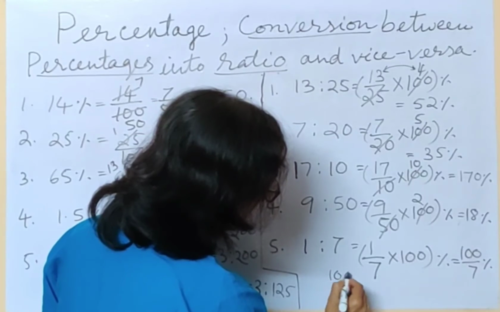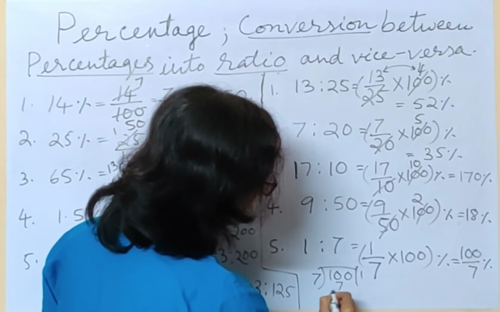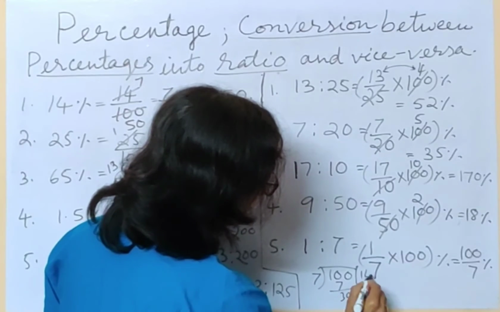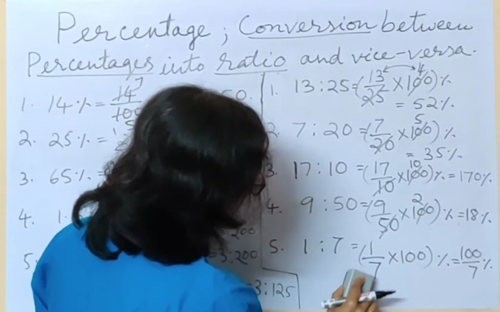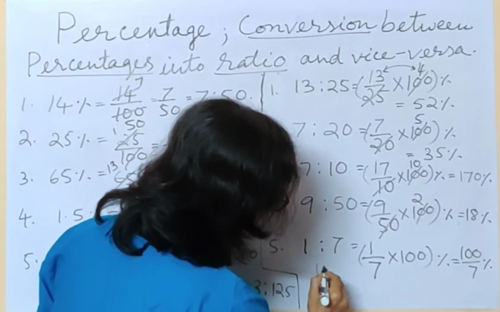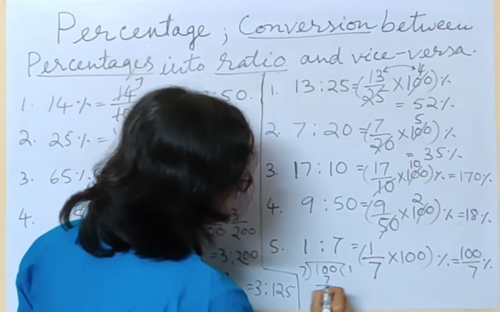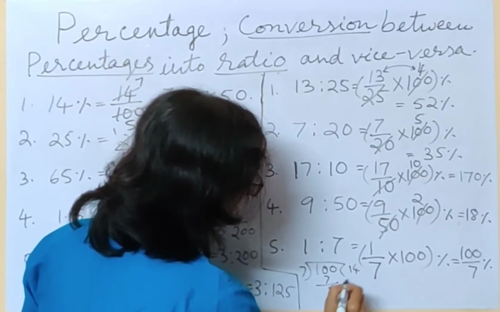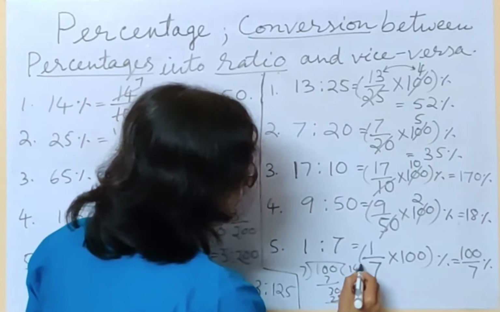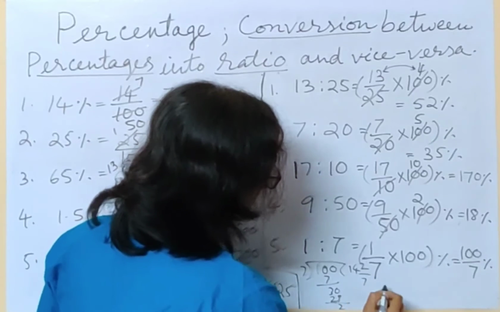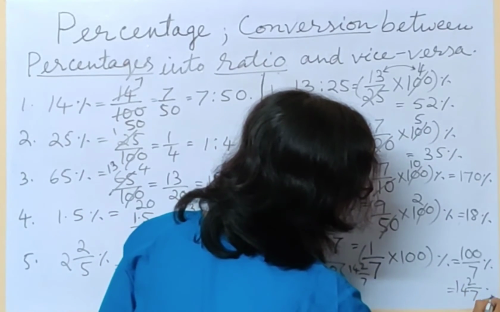Now 100 by 7%, this is an improper fraction, we need to convert it into a mixed number. So we can divide 100 by 7. 7 ones are 7 and you have 30, 7 fours are 28, and 2 remainder, right? So 14 2 by 7. So this equals 14 2 by 7%.